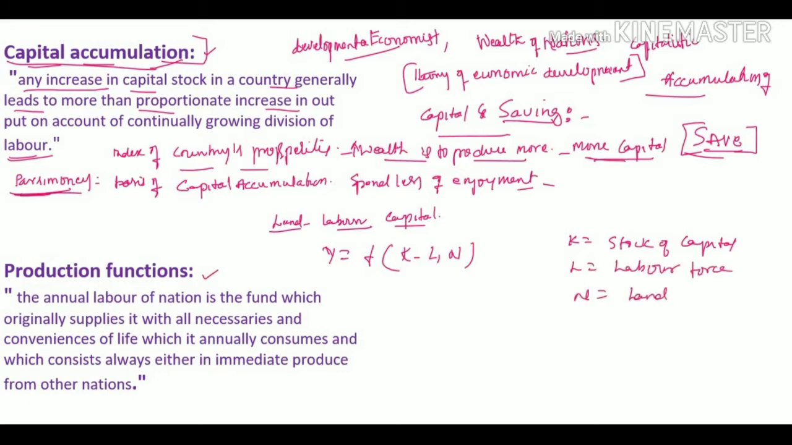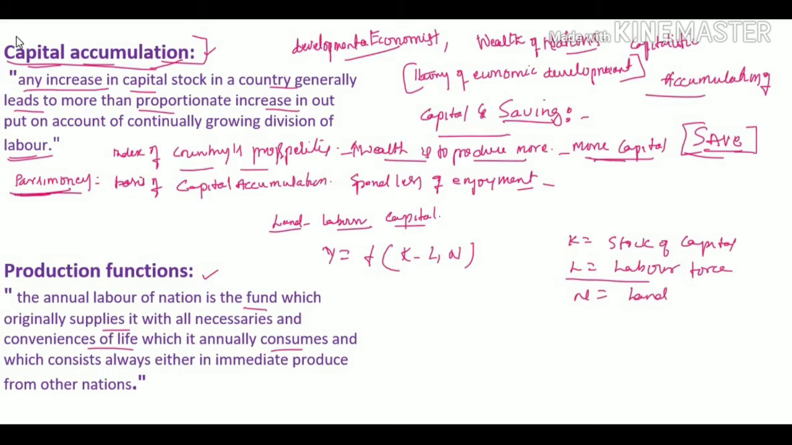He emphasized labor as an important factor of production along with other factors and observed that the annual labor of a nation is the fund which originally supplies it with all the necessaries and conveniences of life which it annually consumes, and which consists always either in the immediate produce of that labor or in what is purchased with that produce from other nations.